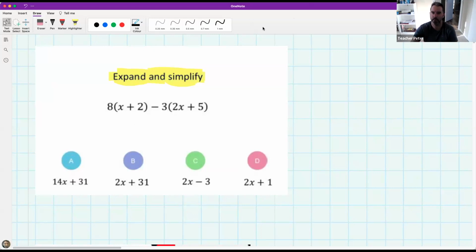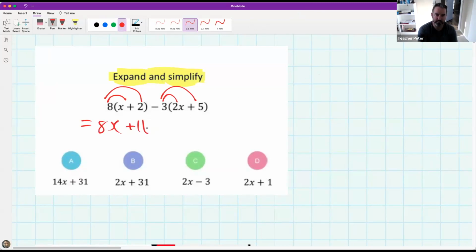Pop your answer in the chat as to what you get if you expand and simplify. I'll give you a little hint. That would be my step one. Watch out for the negative times a positive is negative.